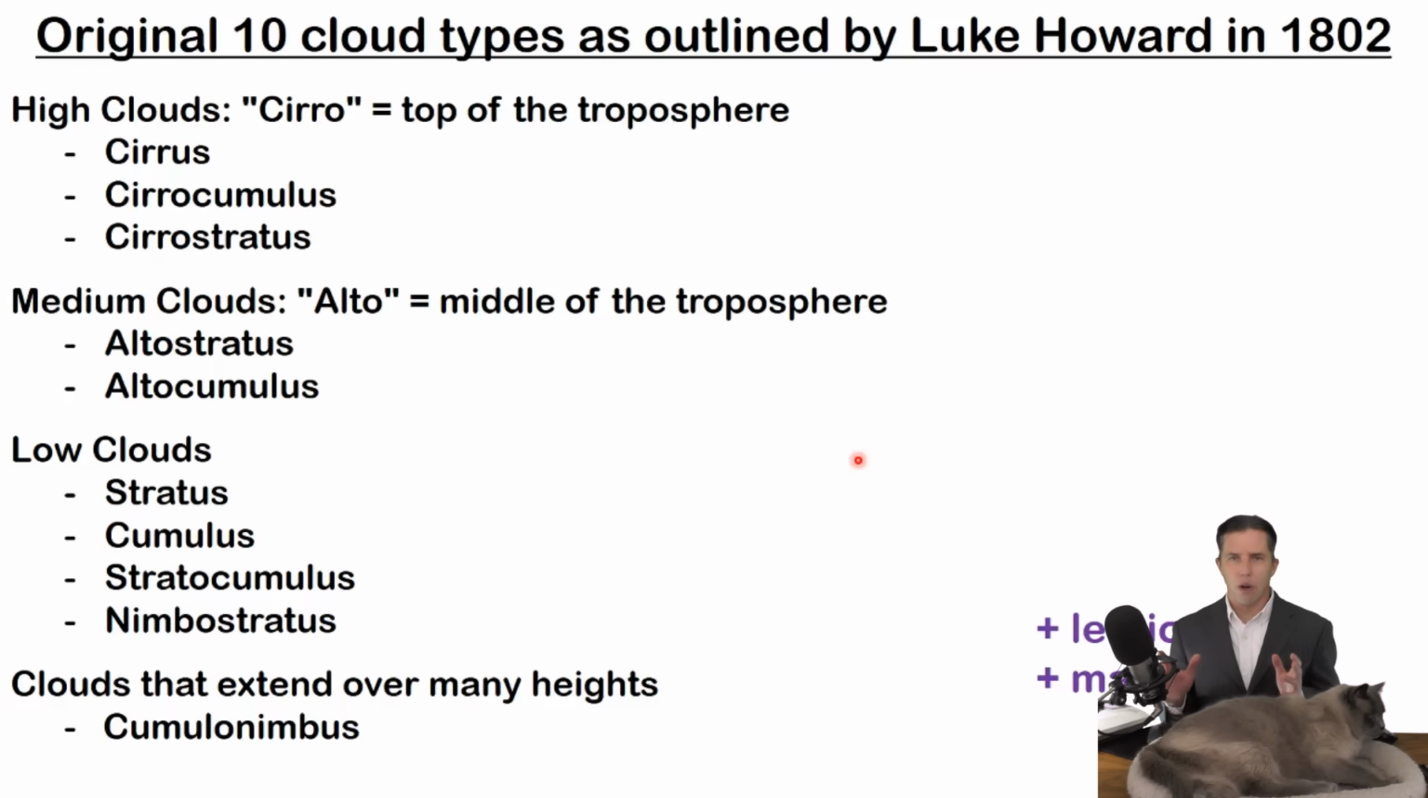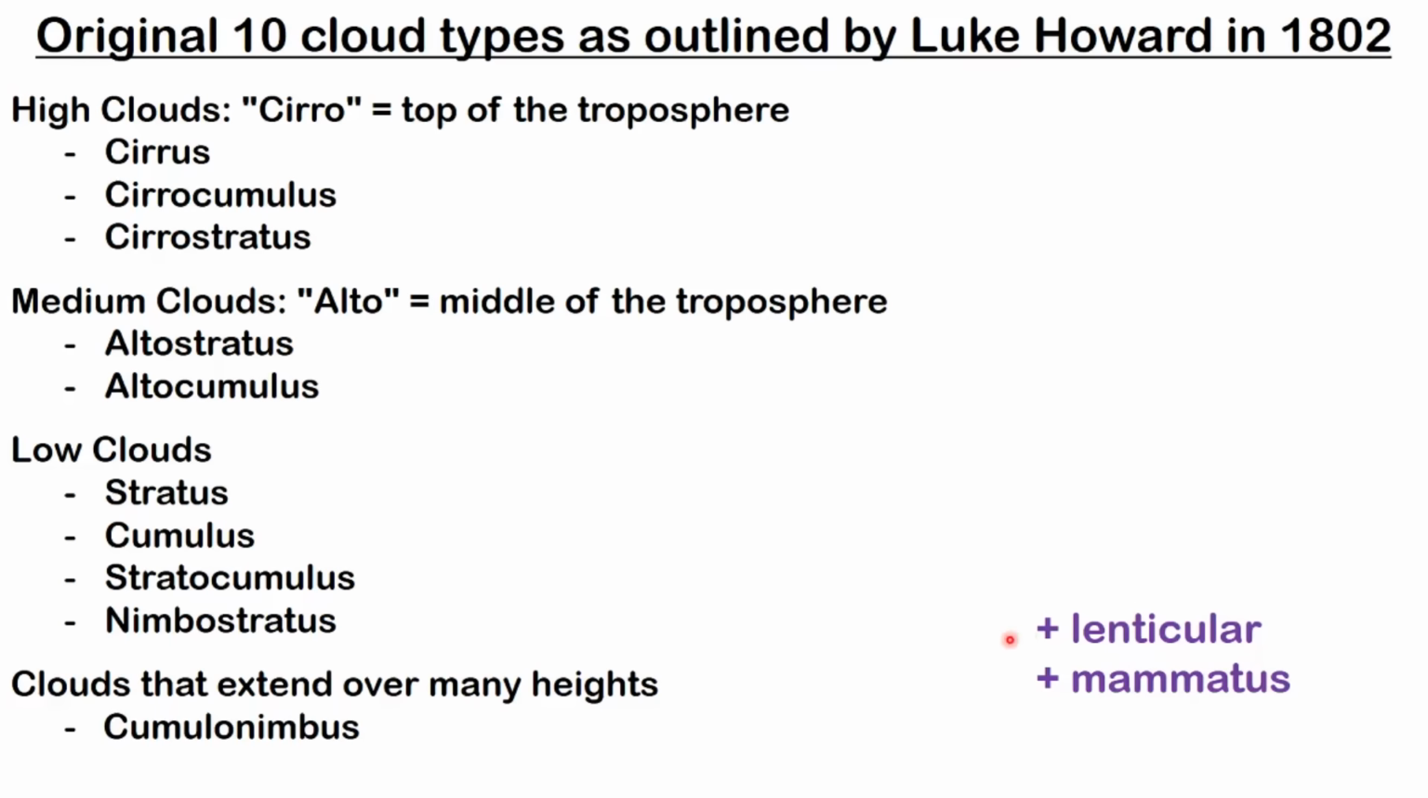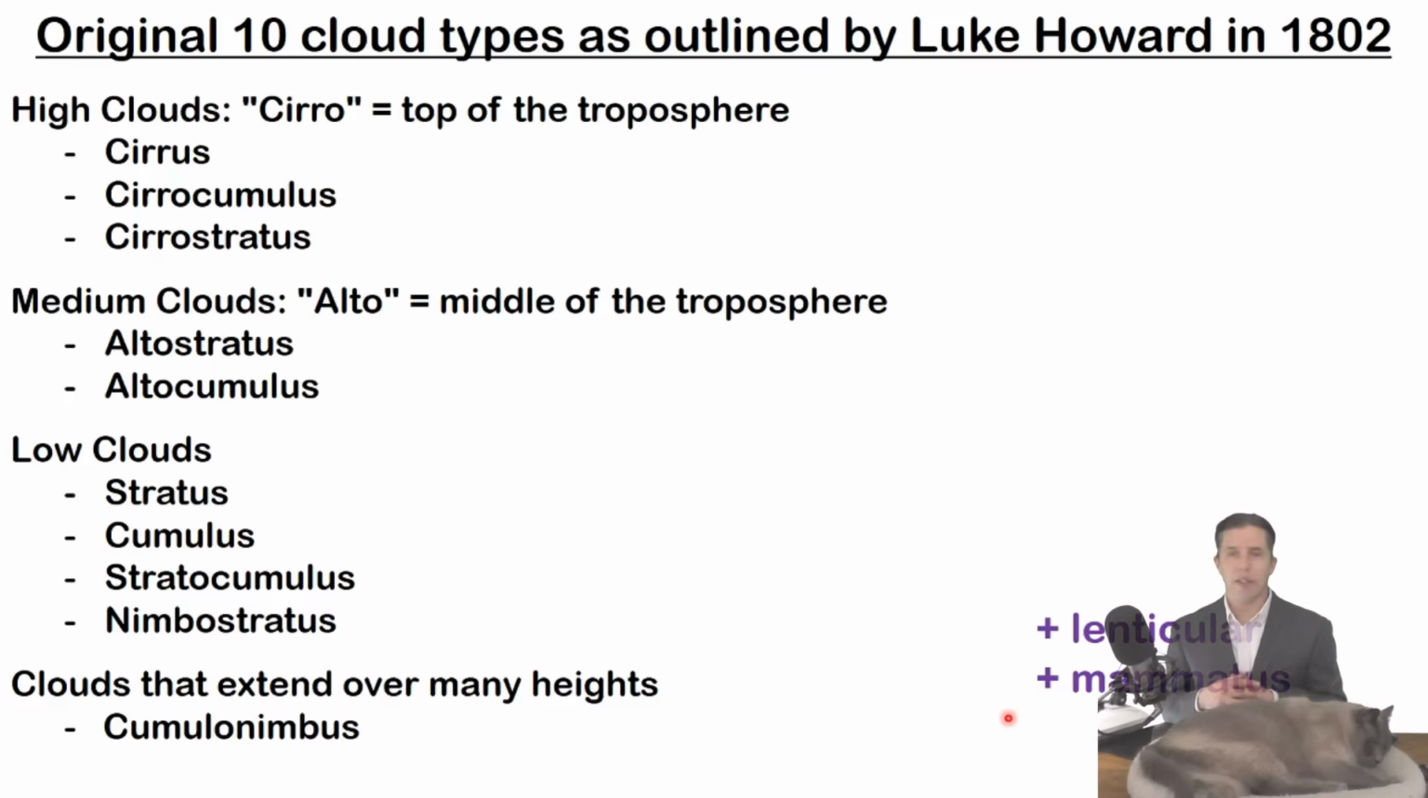So in conclusion, we got 10 cloud types that were originally defined by Luke Howard back in 1802, and on top of that, I'm giving you 2 others that don't fit very well in that original classification system, lenticular and mammatus. In the next lecture, we're going to start getting into humidity, and we're going to work up to how these clouds actually form.